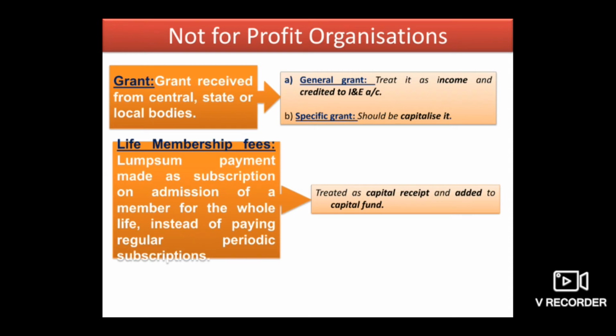Then grant is the amount that is received by these not-for-profit organizations from central, state or any governmental bodies. Like subscription, there are also two types of grants, general grant and specific grant. If it is a general grant, treat it as income and credit it to income and expenditure account. If it is a specific grant, it should be capitalized.